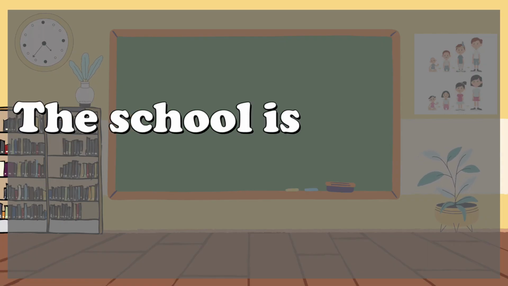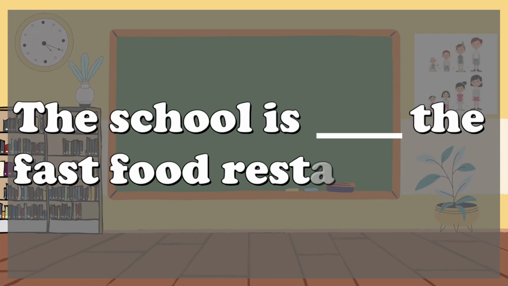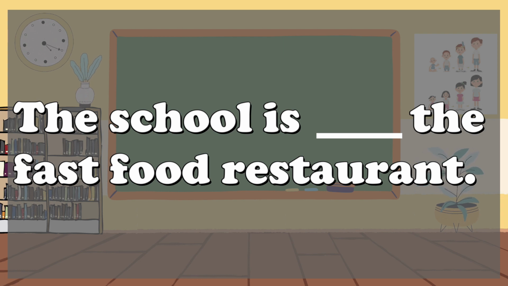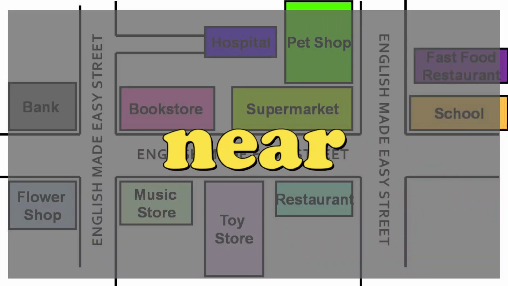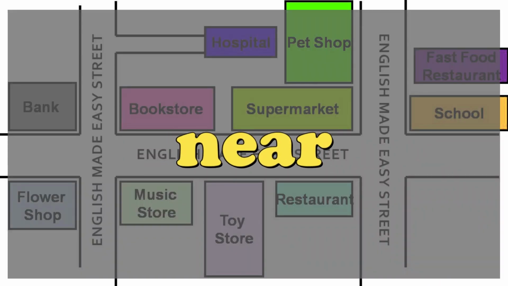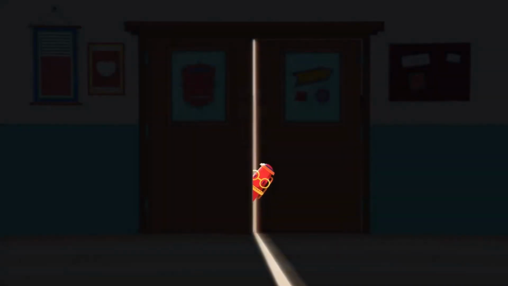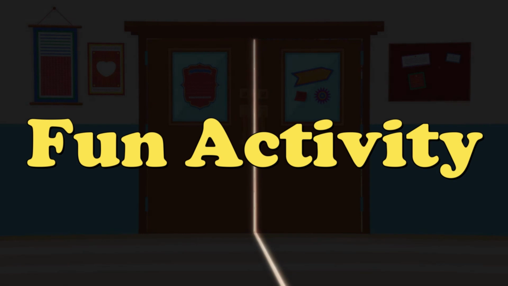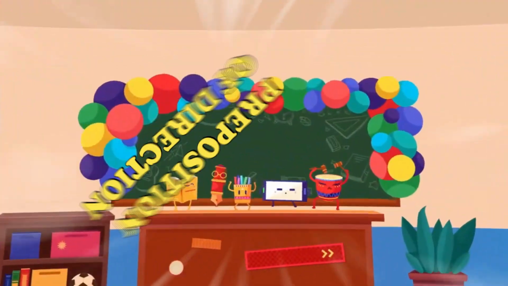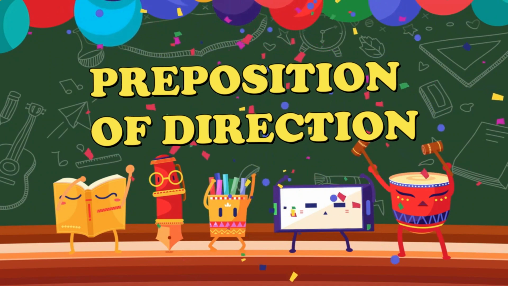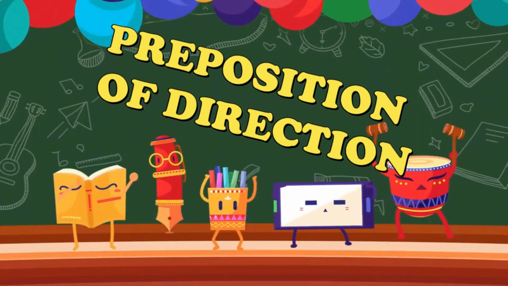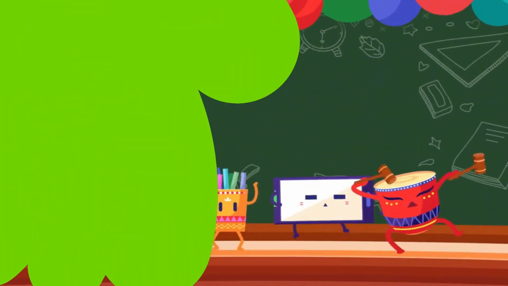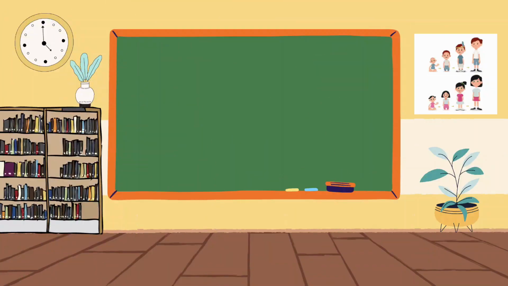The school is blank the fast food restaurant. Great job! It's near. Now, let's have a fun activity. I will show you another map and I want you to complete the sentences. Get your paper and pencil. I want you to write your answers and let's check your scores after the activity. Are you ready?